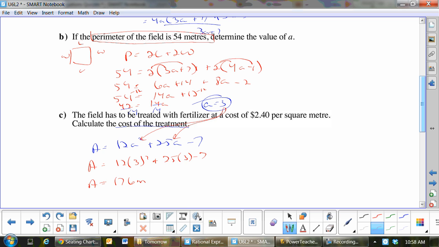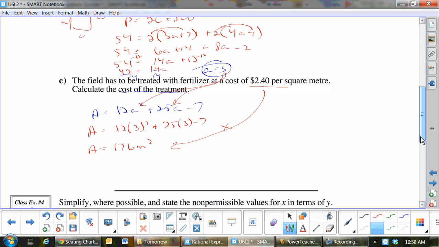Put that all into your calculator, area equals 176 meters squared. Now, it always is bad when a student stops here and they didn't answer the question, because they knew the math. They did a lot of good stuff to get there. They just forgot to multiply this by $2.40 a meter, and if you multiply those two, that equals $422.40.